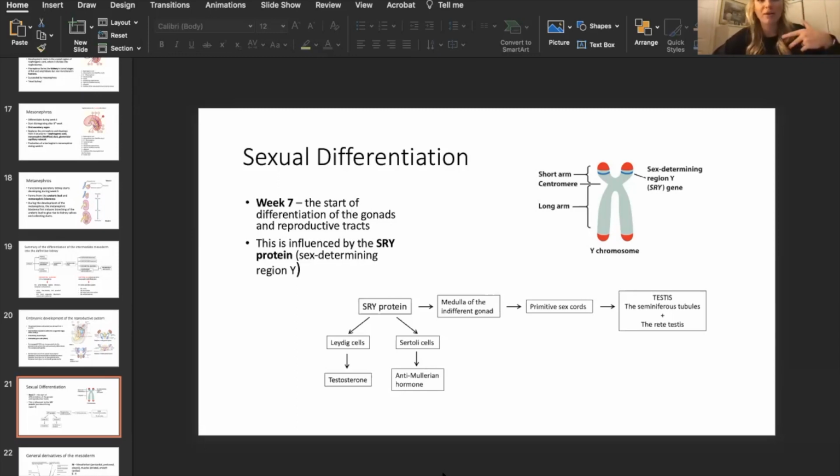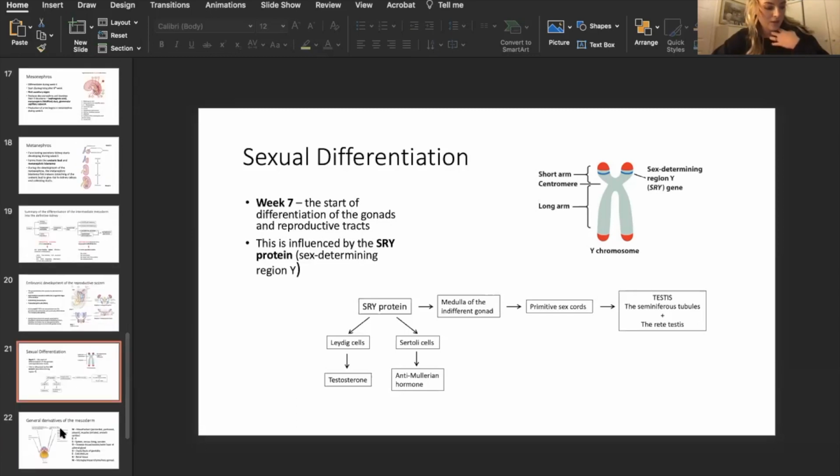So if you remember females, Mullerian ducts, all that. We, as males, want to produce anti-Mullerian hormone, so we're not developing any female genitalia. And then we also have the indifferent gonad, which produces primitive sex cords. And then this leads to the development of the testes in males. So we've got the seminiferous tubes and the rete testes as well.